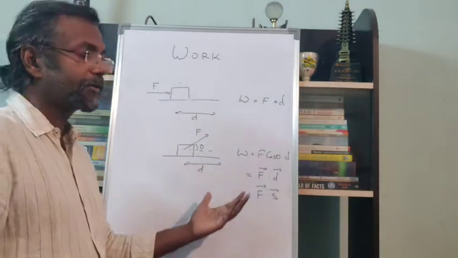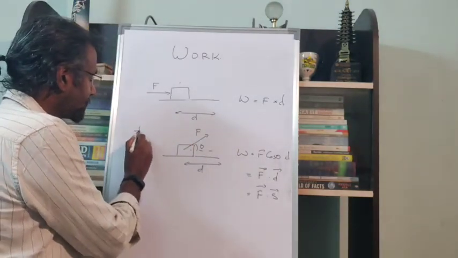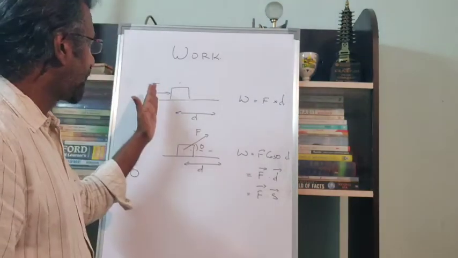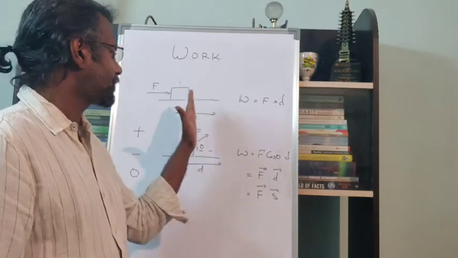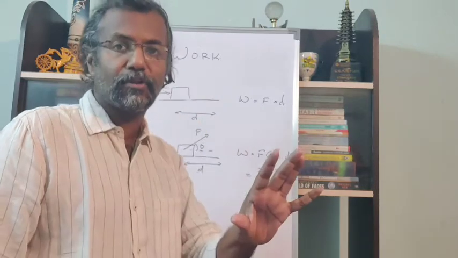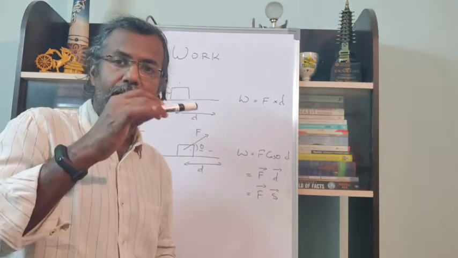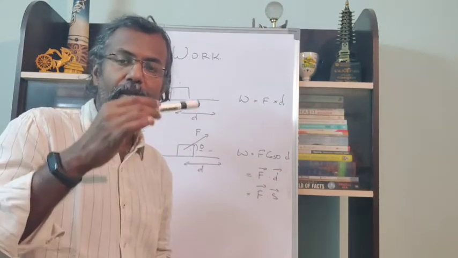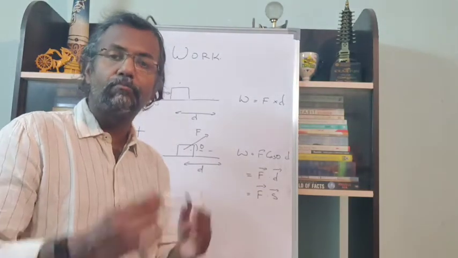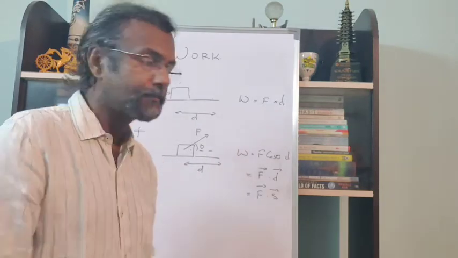As we know, the dot product is a scalar quantity, so the work can be positive, it can be negative, and it can be zero. When is it positive? When the force is applied and the displacement happens in the forward direction, that is, when the force and the displacement are in the same direction, work done is positive. So let's say I drop this pen to the ground. Gravitational force is acting on it, and the displacement is also downward. Both are in the same direction. The work done by the gravitational force is positive.